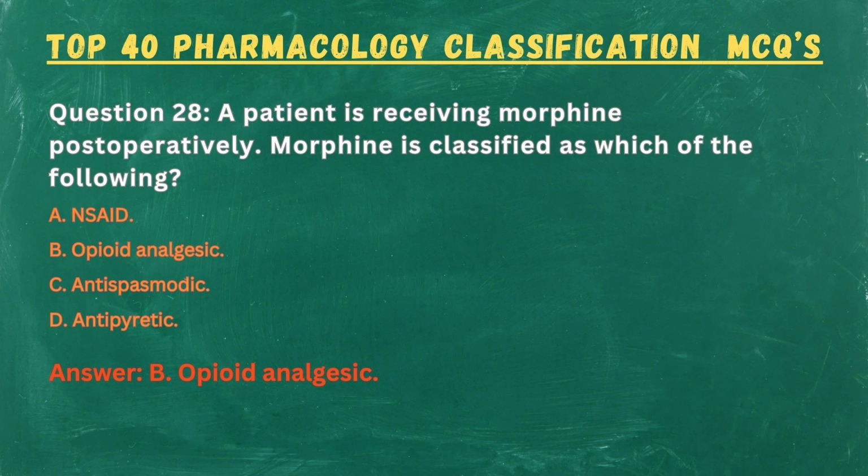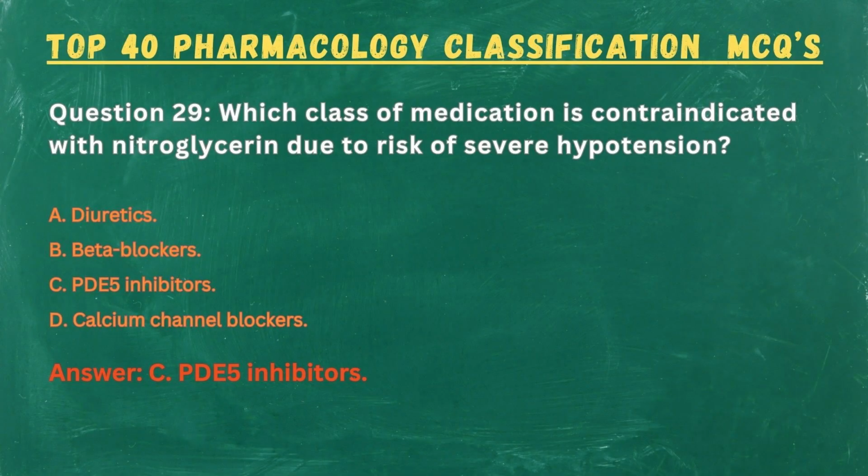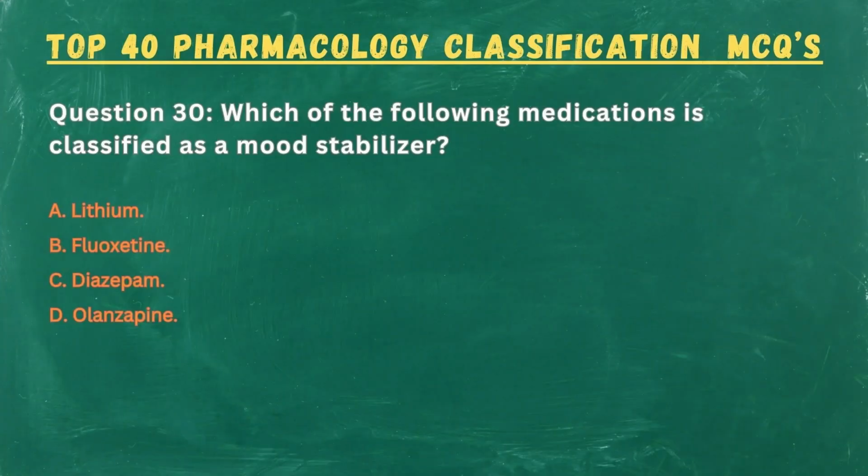Question 29. Which class of medication is contraindicated with nitroglycerin due to risk of severe hypotension? A. Diuretics. B. Beta blockers. C. PDE5 inhibitors. D. Calcium channel blockers. Answer: C. PDE5 inhibitors.